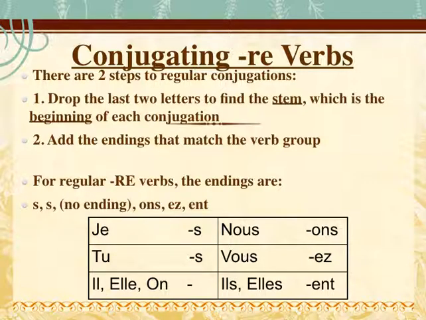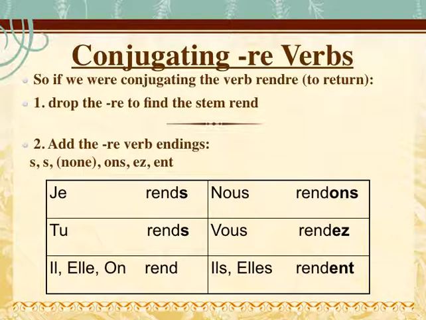So let's look at this in action. If we conjugate the verb rendre, to return, the very first thing we have to do is find our stem. Get rid of the last 2 letters, the RE, to find the stem rend, R-E-N-D. This is going to be the very first part of every single one of our verb conjugations. It's the unbolded part in your verb boxes. From here, we have to make this agree with every single one of our subject pronouns, so we add the RE verb endings. S, no ending, ONS, EZ, ENT.